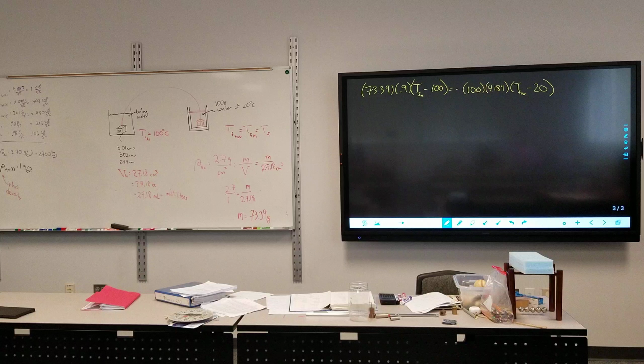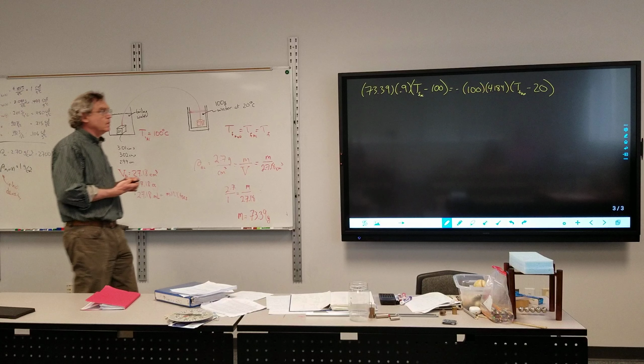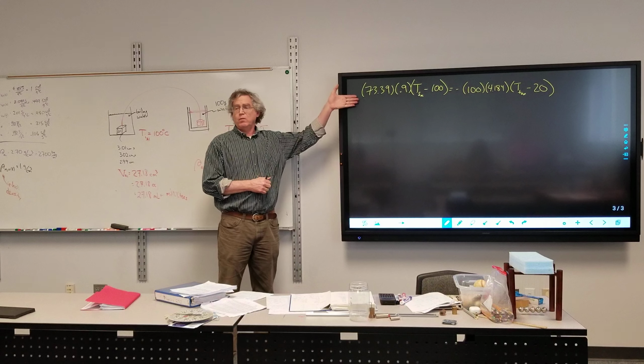Initial temperature equals negative mass of the water, which is 100, times specific heat, which was 4.184, times T final water minus 20. This should be pretty much what I had on the other page, except I put in the initial temperatures. So, questions about where this comes from?